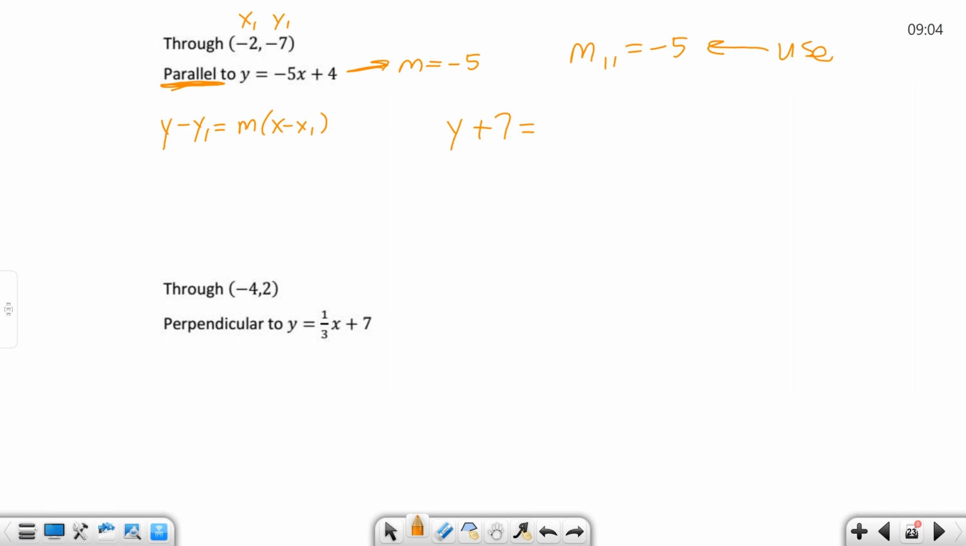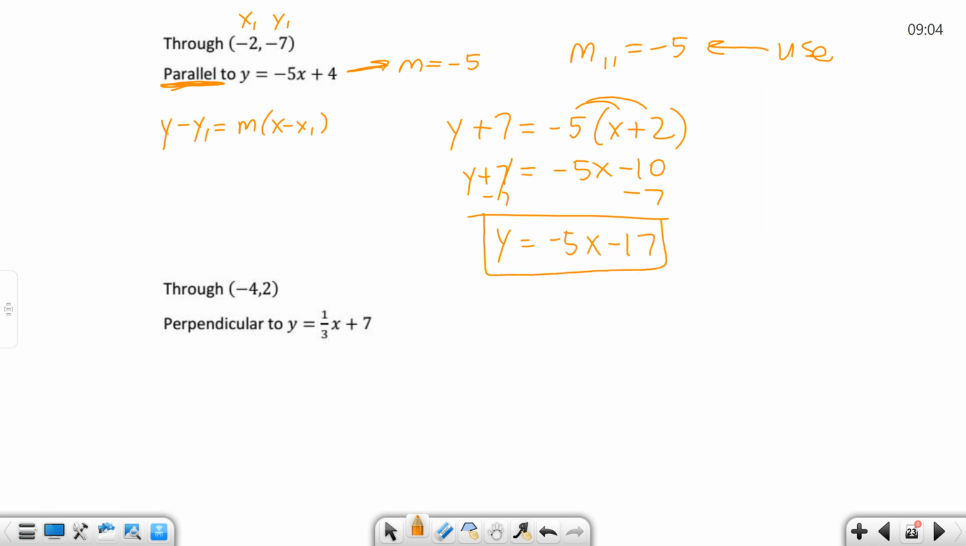All right? So y plus 7 equals m is -5. That's what we use. And by the way, those are the same slope because they're parallel, but you're using the m parallel. And by the way, that's what this means, parallel slope. That's not m sub 11. Equals -5, and then x minus a -2 is plus 2. And now we just distribute -5x, and then -5 times +2 is -10. It's going to be y plus 7. And then we're going to subtract 7 from both sides, and we get y equals -5x minus 17. And there is your final answer for a line that goes through that point, -2, -7, and it's parallel to the line y equals -5x plus 4.